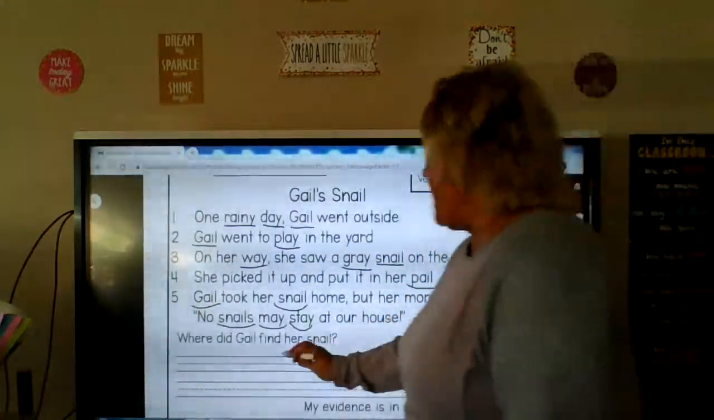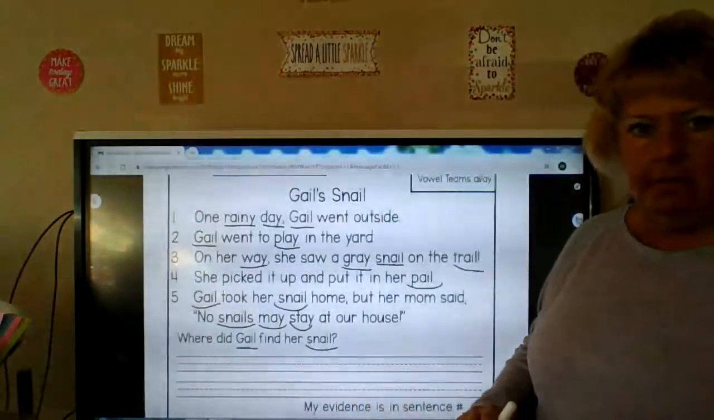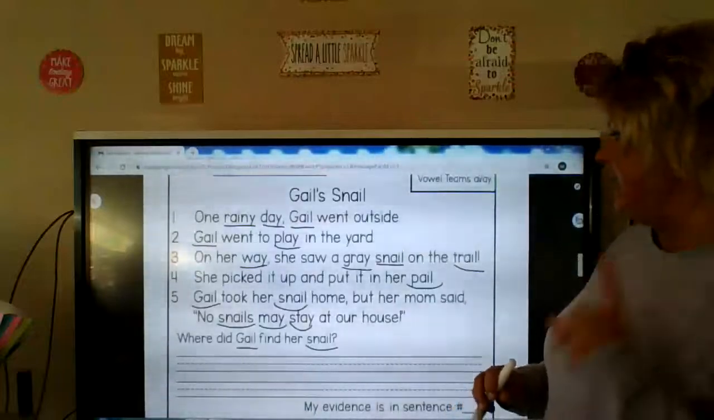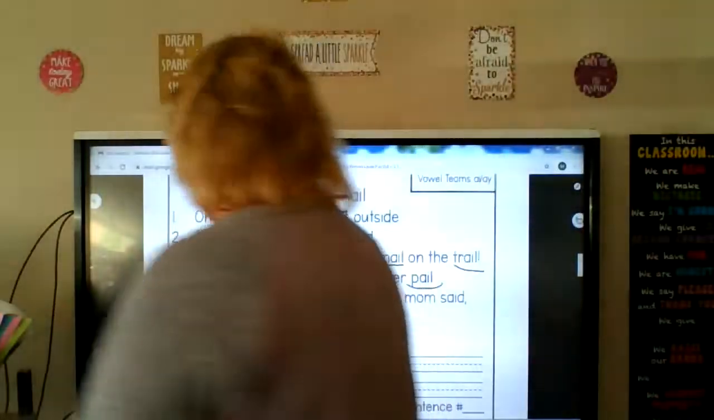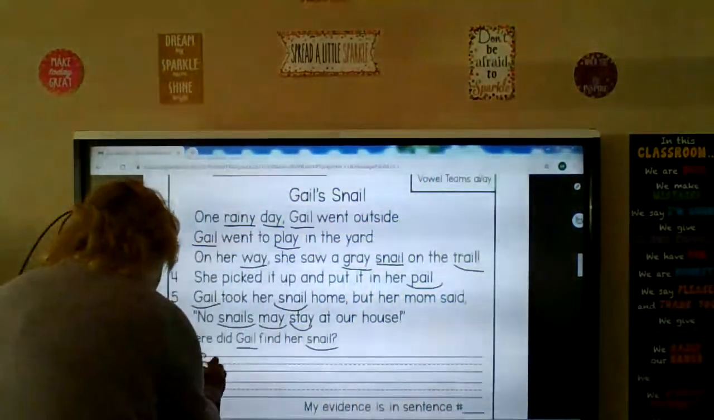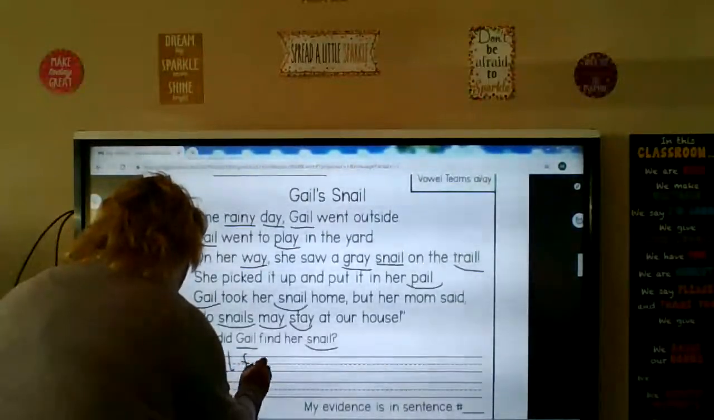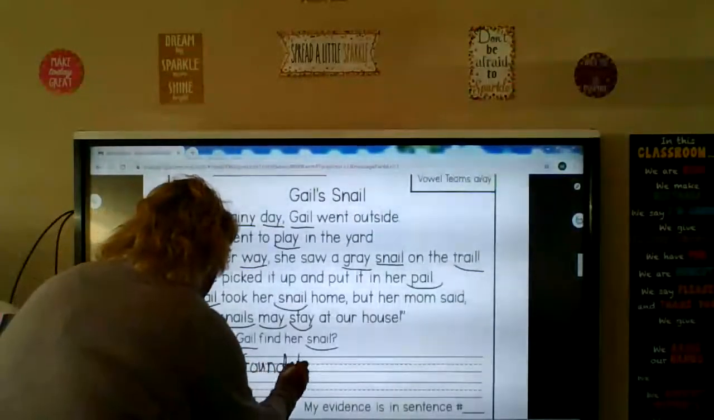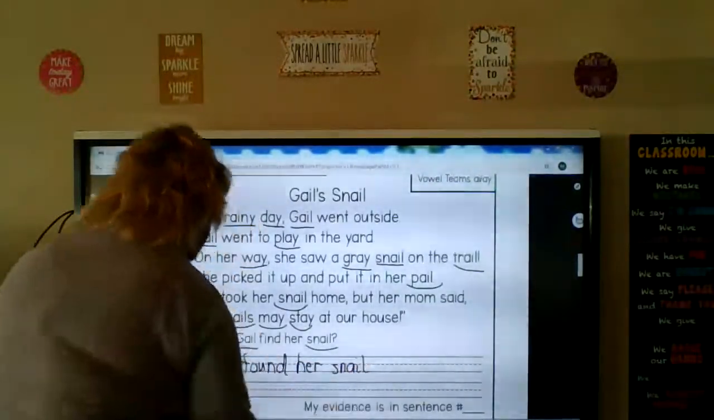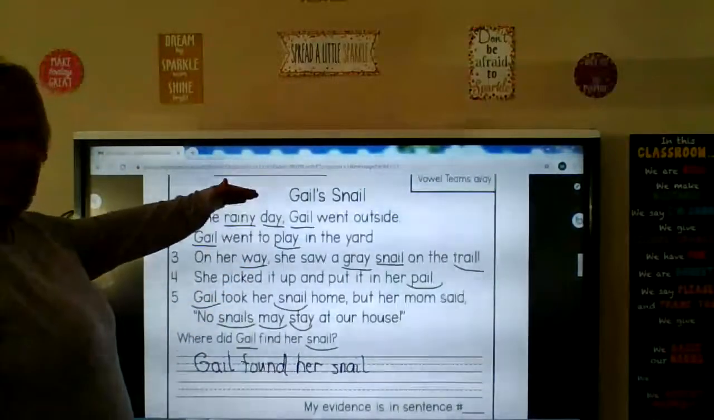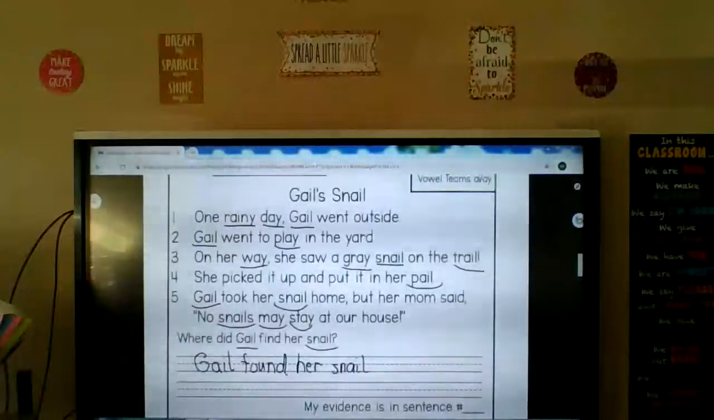Where did Gail find her snail? Okay? Where did Gail find her snail? We are going to write that in a complete sentence. Gail, with a capital letter, found her snail. We're going to go back up here and find the answer.